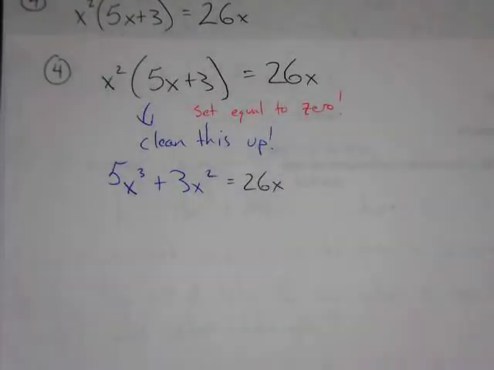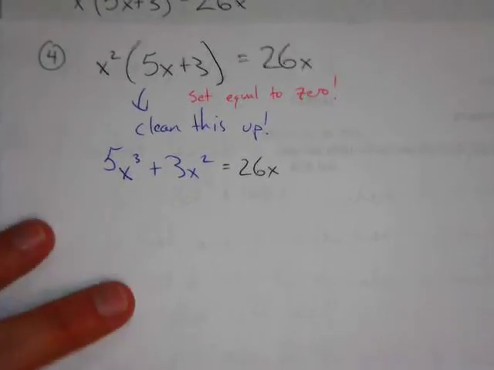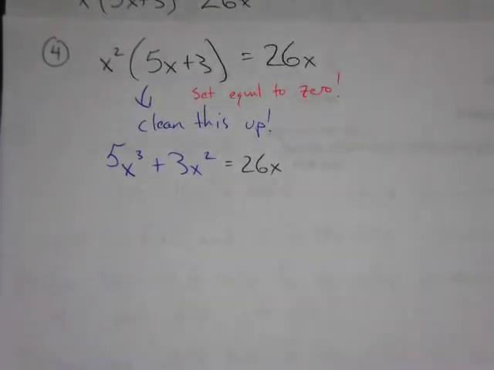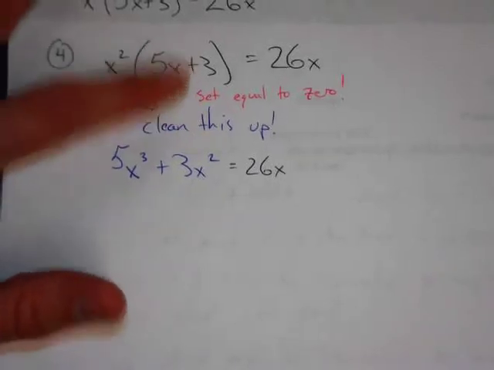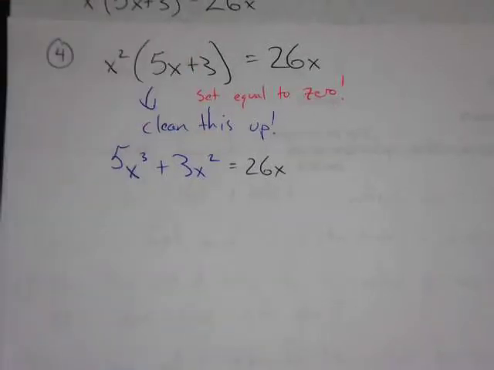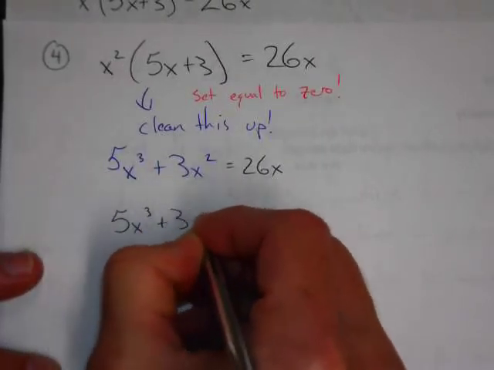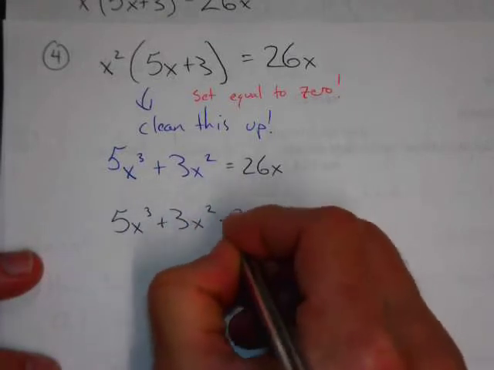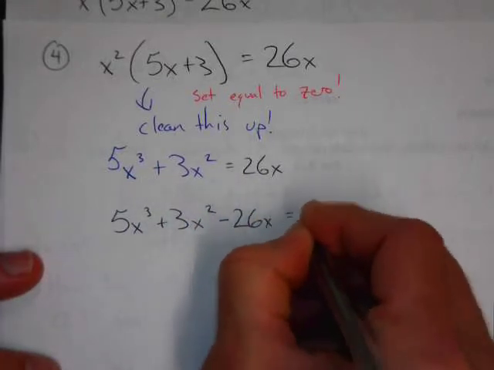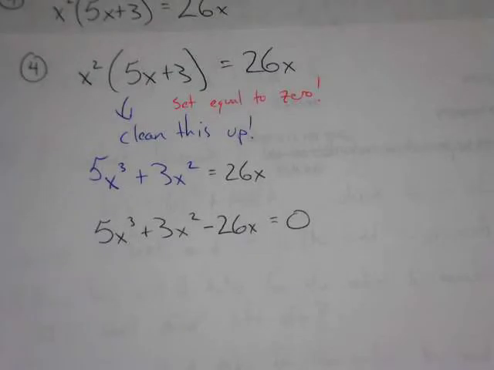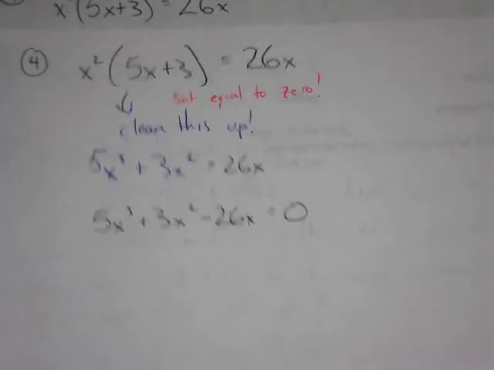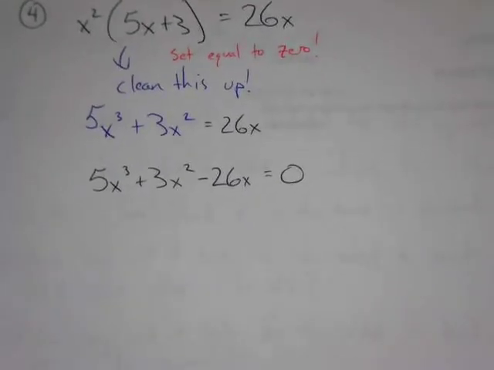Now, why would I do that? You'll see, it's a neat trick. I am going to now set it equal to 0. Now I'm going to subtract my 26x. So I end up with 5x to the third power plus 3x squared minus 26x, and that's going to equal 0. Okay, so I have everything done for a specific reason.